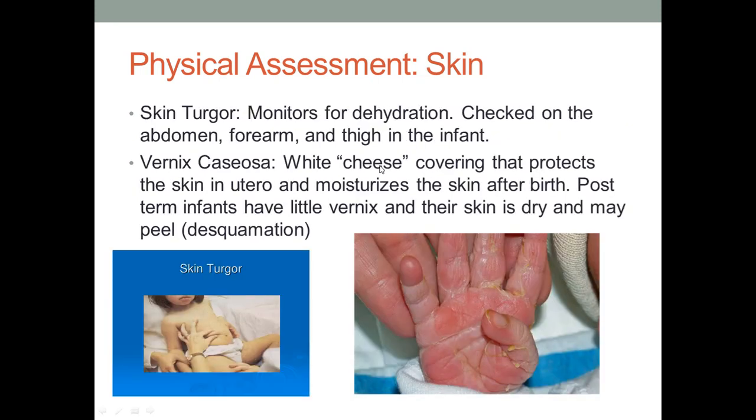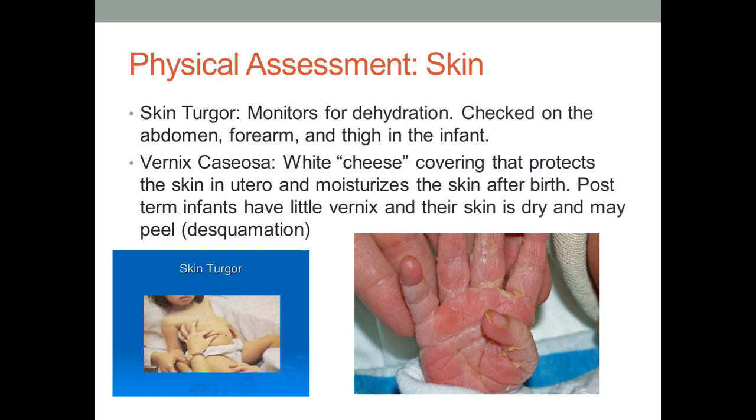Skin turgor. You all know that this looks for dehydration. When you are checking skin turgor on an infant, the belly, the forearm, or the thigh are all important places to look.